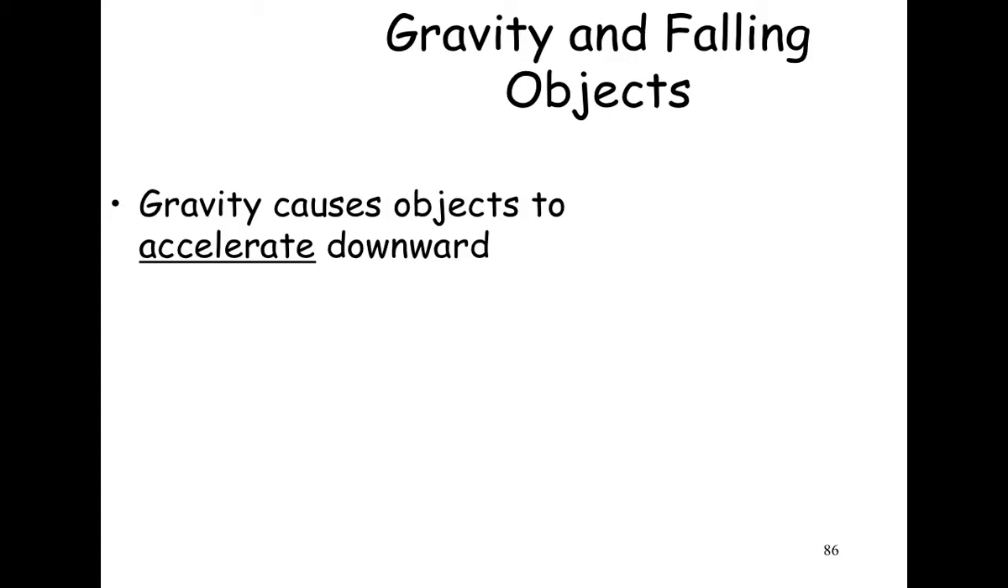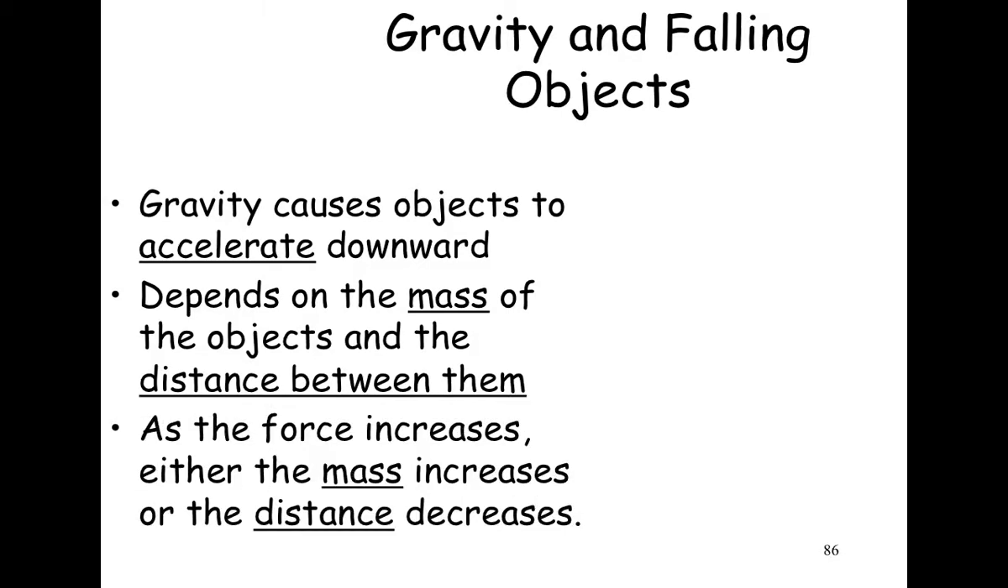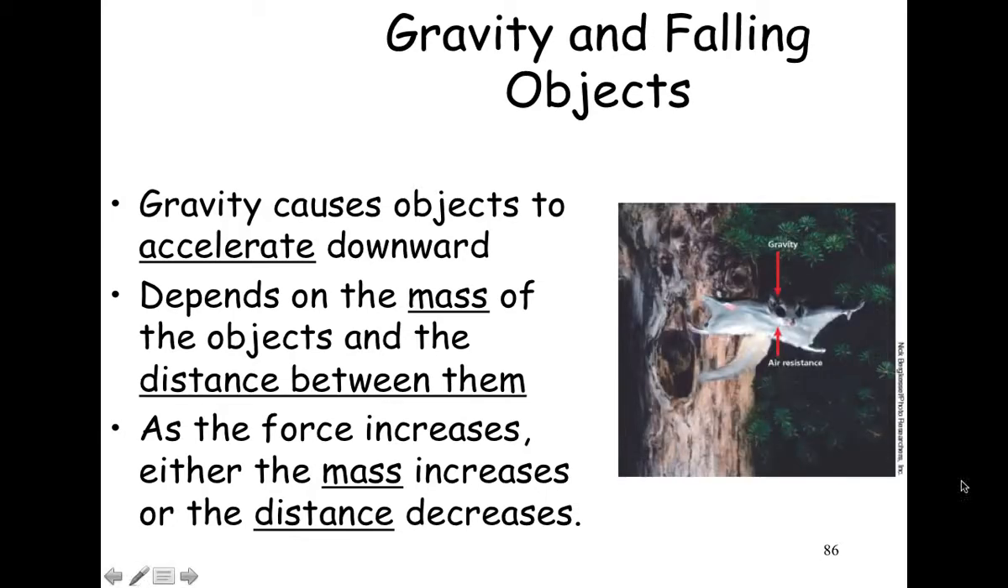How fast objects accelerate towards each other in the universe, although this doesn't hold on Earth, is going to depend on the mass of the objects and the distance between them. As the force increases, you've got two choices: you either have to get the mass increasing or the distance decreasing. Here we've got this flying squirrel, and he's got gravity pulling him down, but the air resistance is pushing him back up.